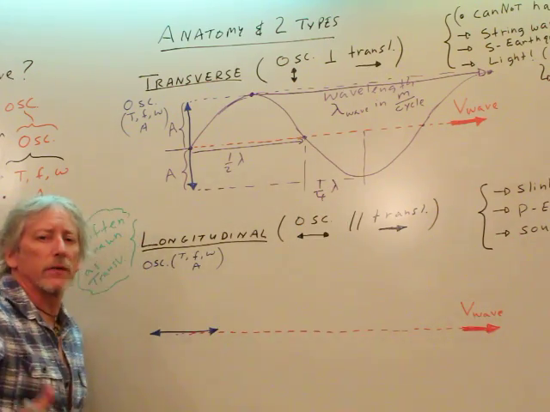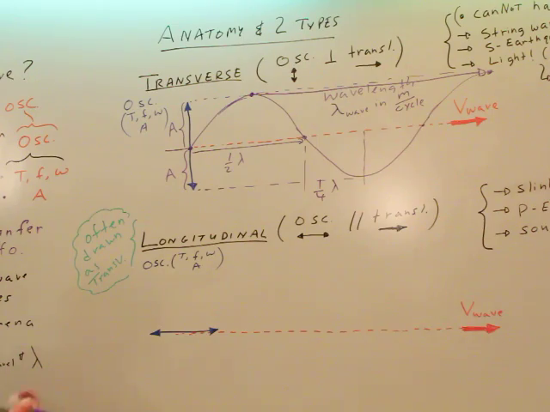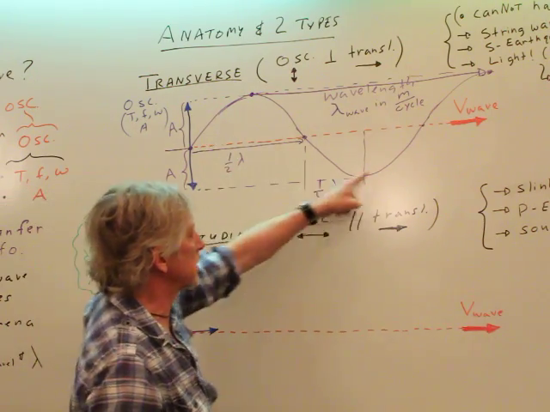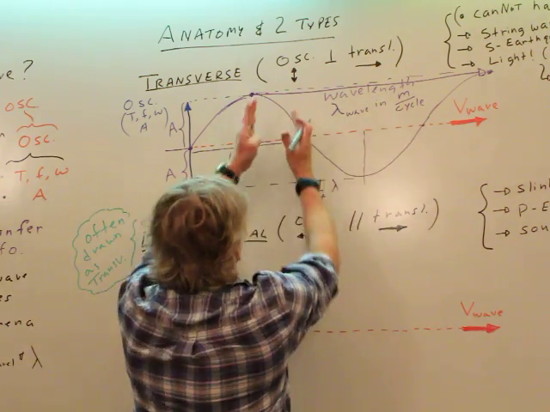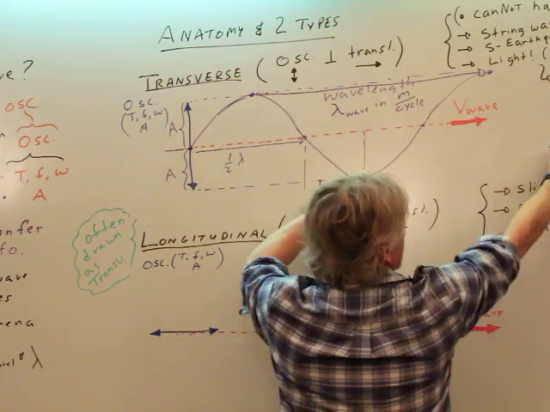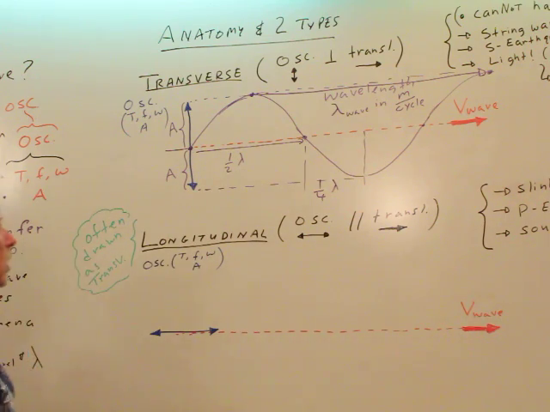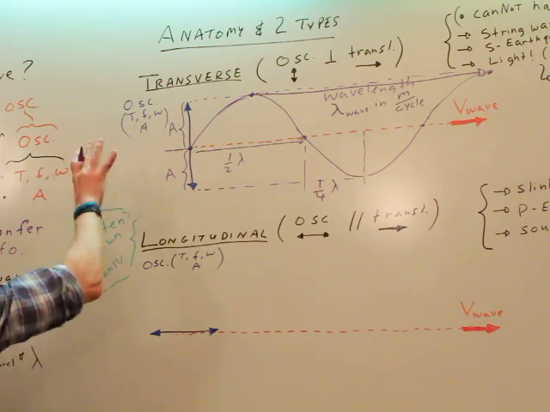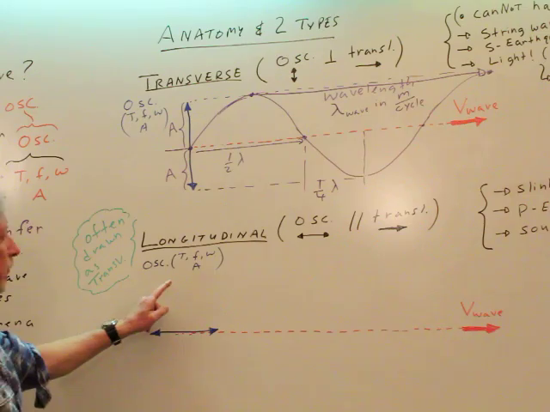And it's important to be aware of that. It's not a big deal. But just make sure that you right away see that this is half a wavelength, that's half a wavelength, that's a quarter, that's a quarter, that's a quarter, that's a quarter, that's a full wavelength from here to here, or trough to trough, or any other two. Fine. So nice and easy to see on a transverse wave.